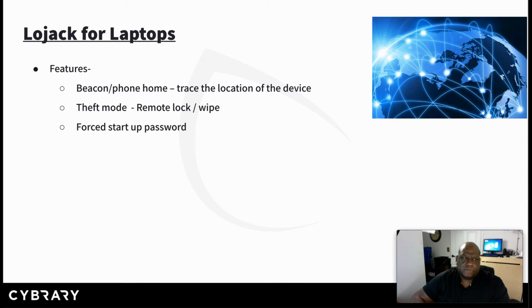Now, some of the features for Lojack for Laptops include a beacon or phone home feature, basically to trace the location of the device no matter where it's at. It also has a theft mode, and what theft mode allows you to do is a remote lock or wipe. In the event that your device gets into the hands of an assailant or unwanted person, you can remotely lock or wipe the device and remove all your files, keeping them from prying eyes. Also, there's another feature called a forced startup password. Again, you can force your device to start up with a different password.